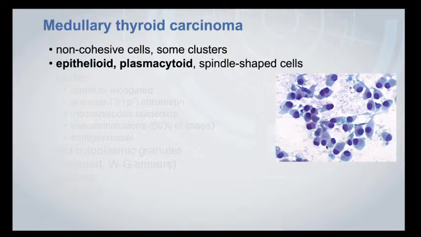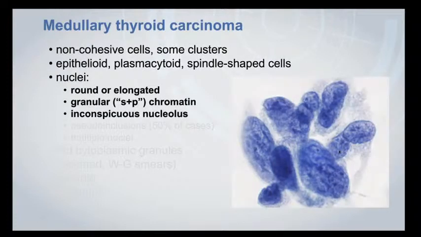So in this image, I'm showing you a medullary carcinoma that has what you might call an epithelioid and a plasmacytoid appearance. Notice that the nuclei in many of these cells are eccentrically placed, giving them a somewhat plasmacytoid appearance, although there's no perinuclear hof. But others can look very spindle-shaped, and I'll show you an example of that in a couple of slides.